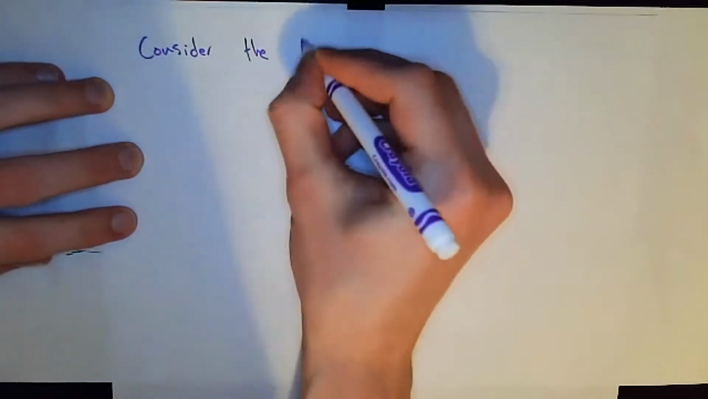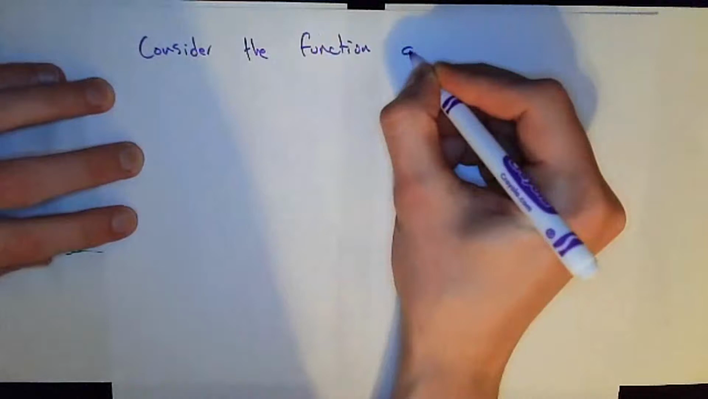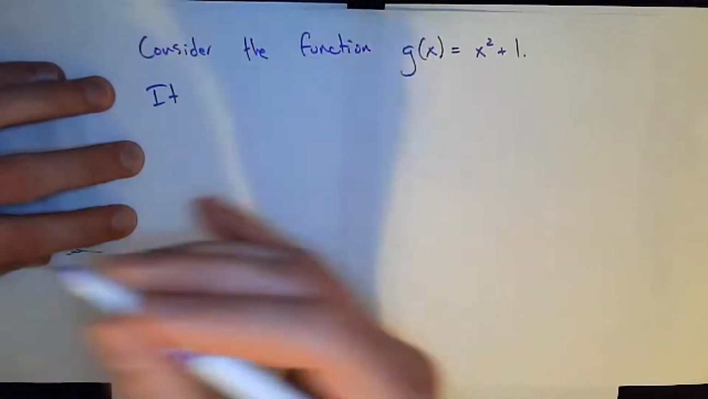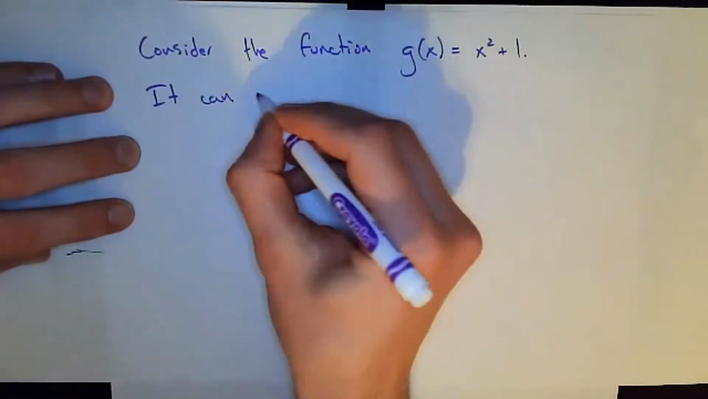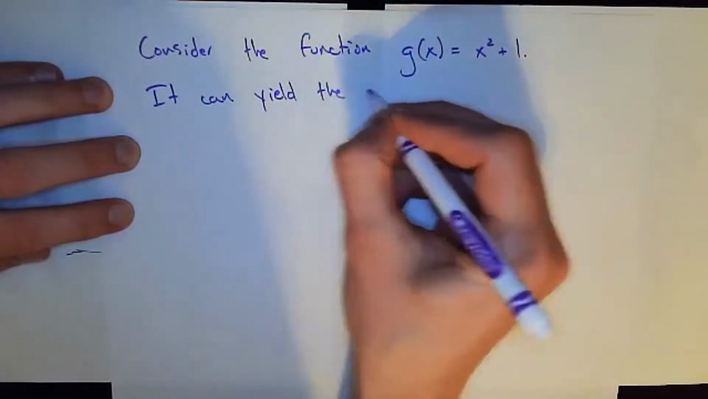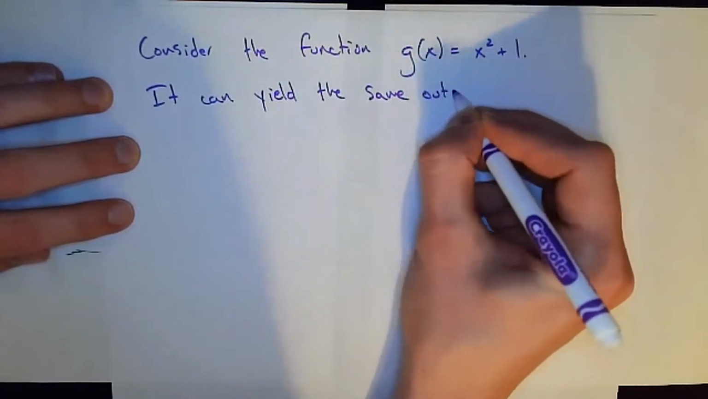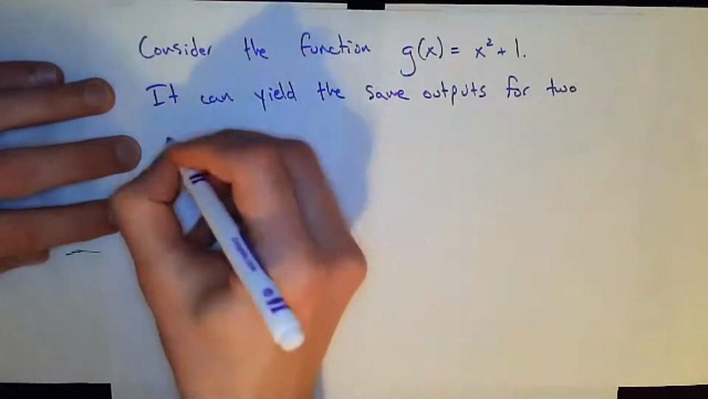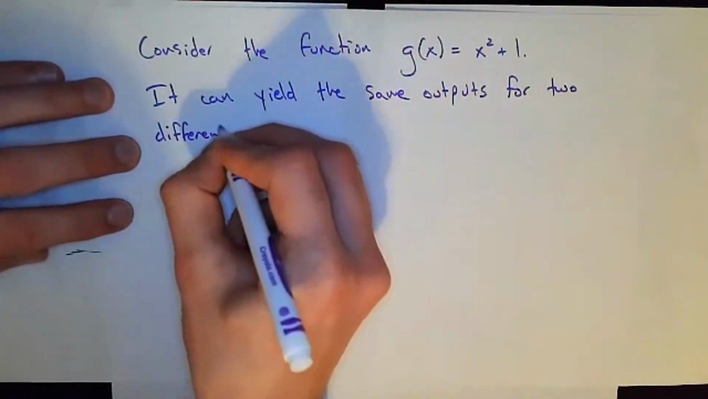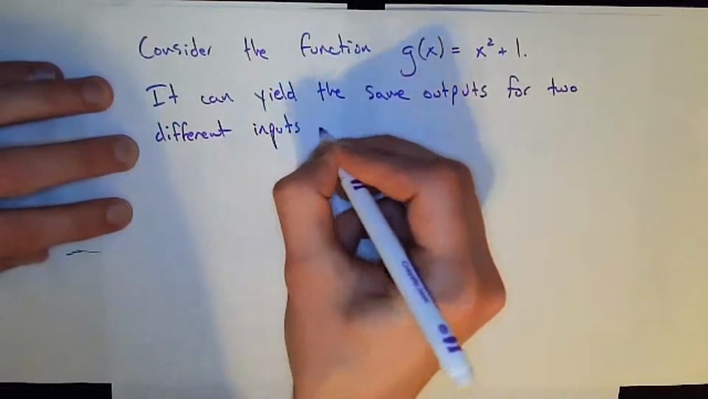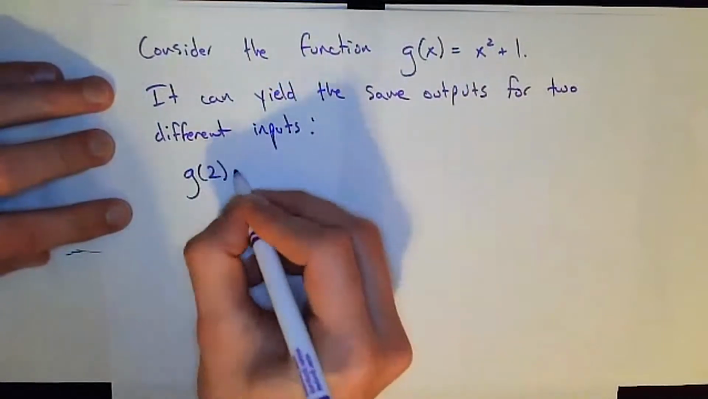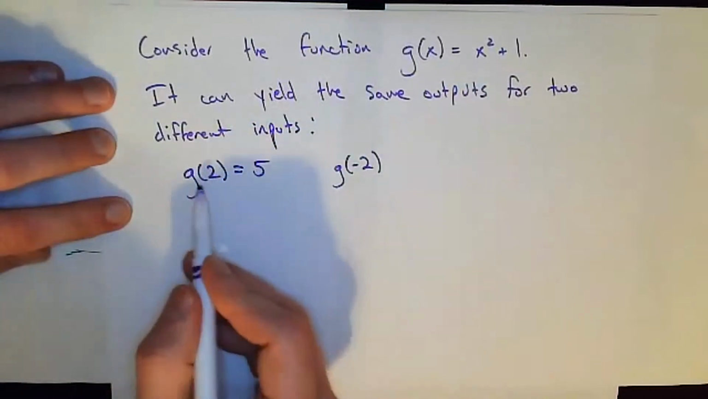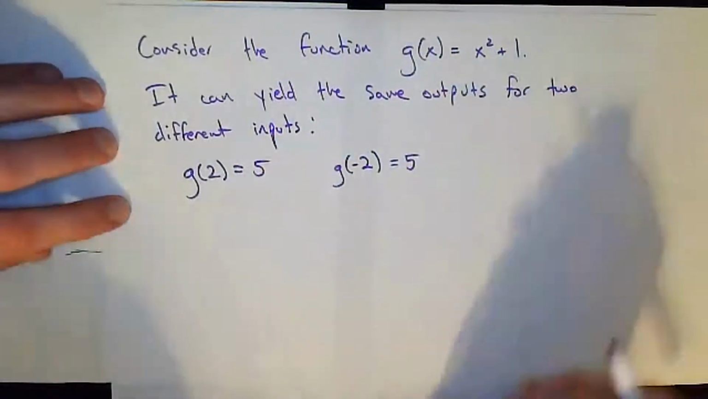Consider the function g of x equals x squared plus 1. It does this special thing where it can yield the same outputs for 2 different inputs. What do I mean by that? Well, g of 2 is equal to 5 and g of -2, so 2 different inputs, a 2 and a -2, yields a 5 as well.